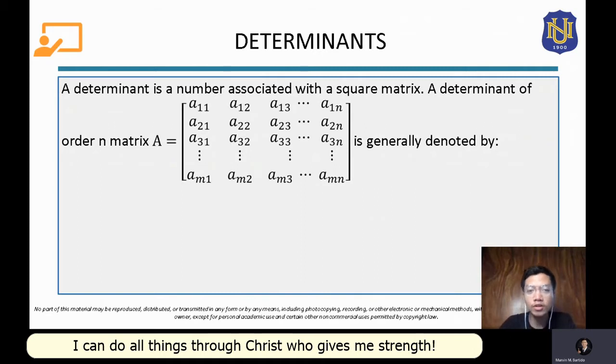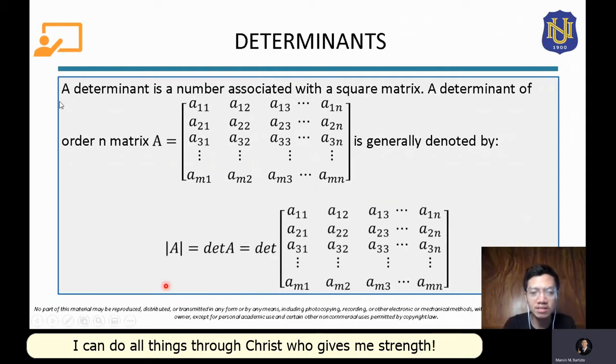Now, for a determinant of order n of matrix A, where our matrix A is this matrix, it is generally denoted by this symbol, the absolute value bars around A. This is actually the determinant of matrix A, and it can also be written as det A, which will be equal to the determinant of our matrix A.